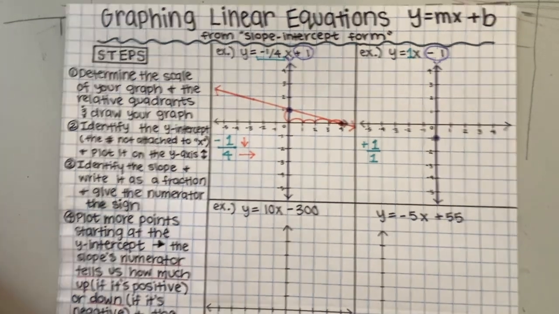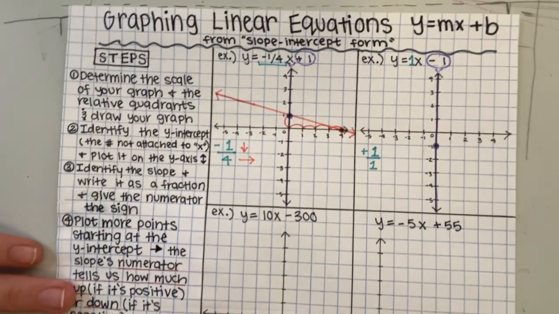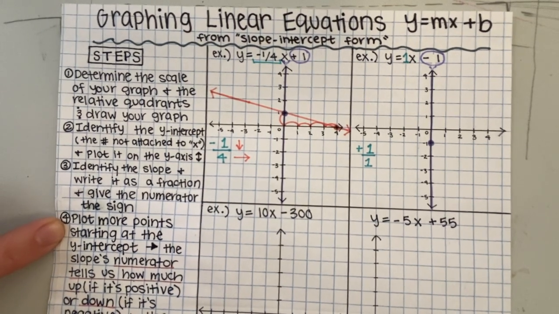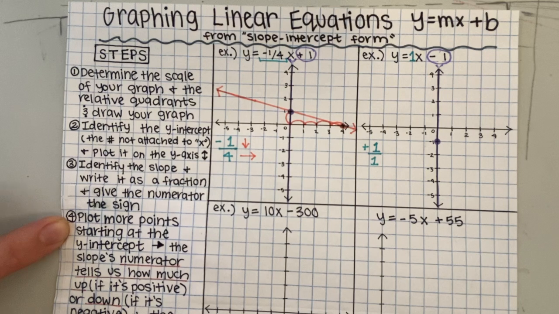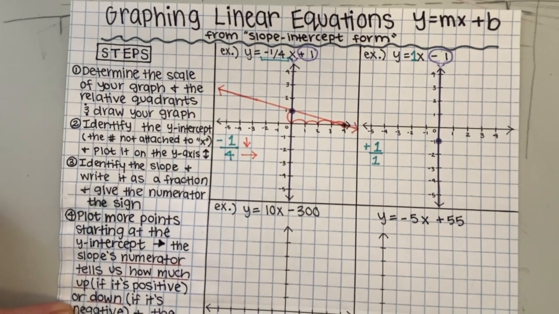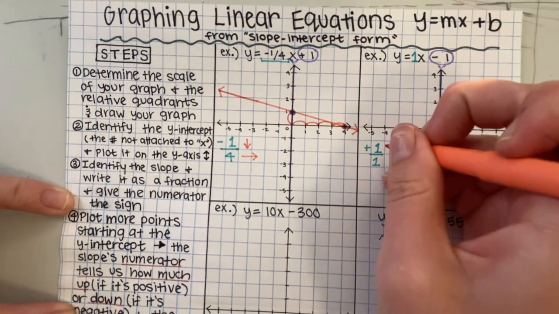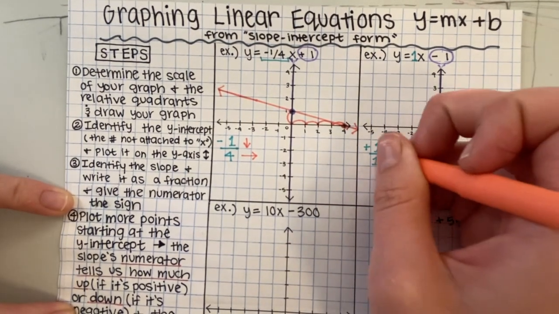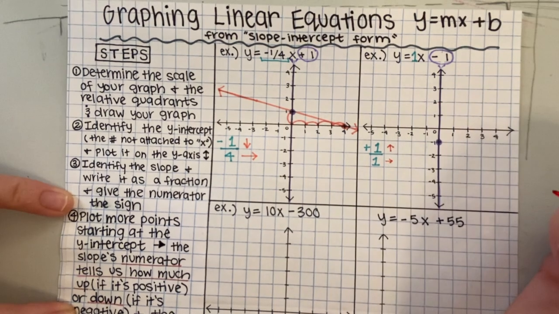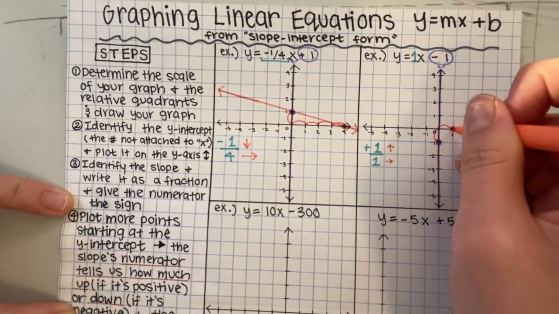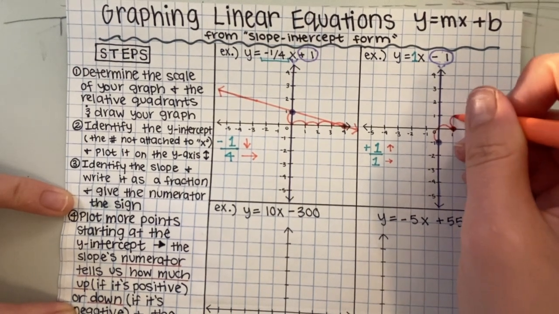So what I need to look at then is I am going to plot more points starting at the y-intercept and use the slope's numerator to go up or down and the denominator to tell me how much I'm going to the right. So this is positive, so I'm going up. I'm always going to the right with my denominator. So I go up 1, right 1, and I put a dot. Up 1, right 1.